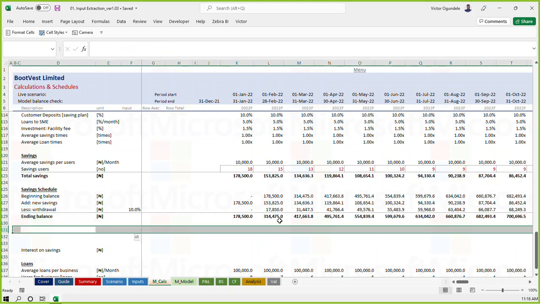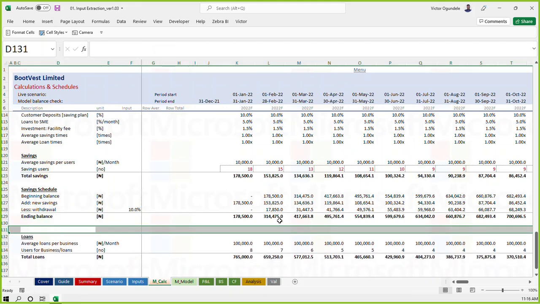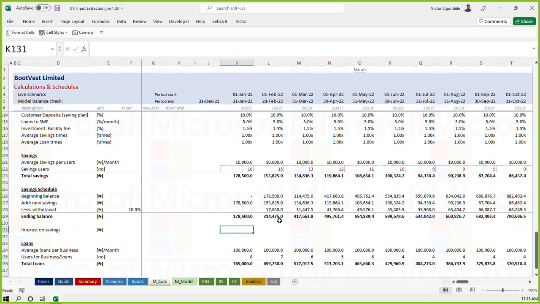Now our interest on savings. So our interest on savings will be equal to average. So we are not using, so it will not be coming from the schedule, it will be from this. Okay, should it be from the total savings or should it be from our savings schedule to calculate our interest on savings? What do you think?